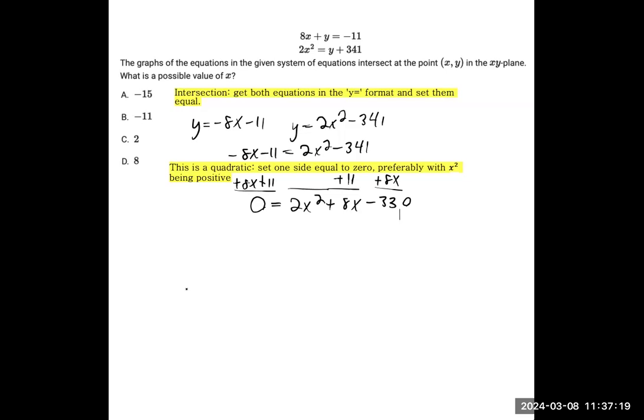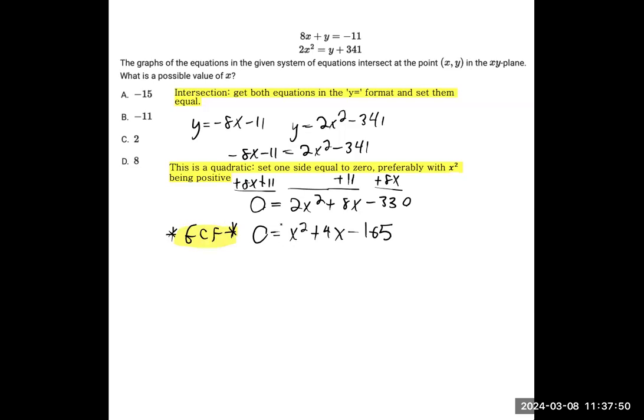So we kind of also rearranged it so that it's ax squared plus bx plus c. Now you have a GCF, a greatest common factor, and you always want to look out for your GCFs first. So the GCF here is 2, and we're just going to go ahead and divide everything in this equation by 2, and that's going to give us 0 equals x squared plus 4x minus 165.